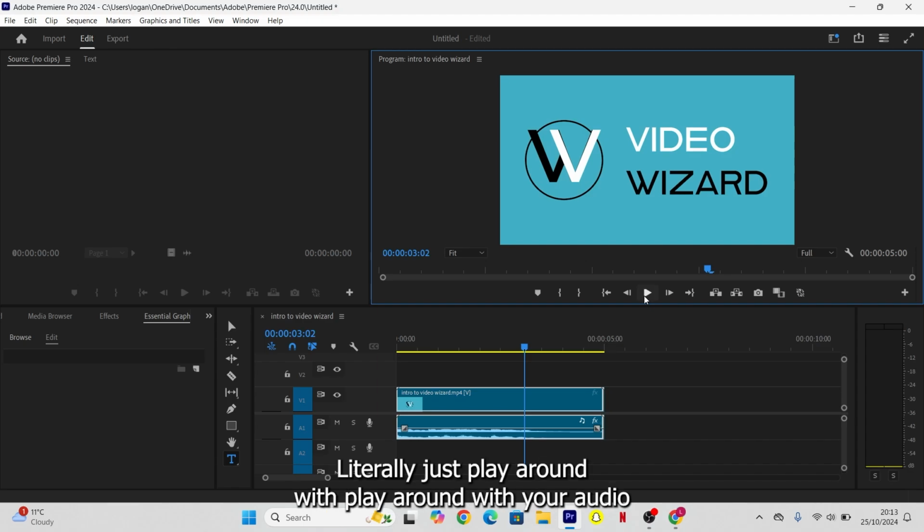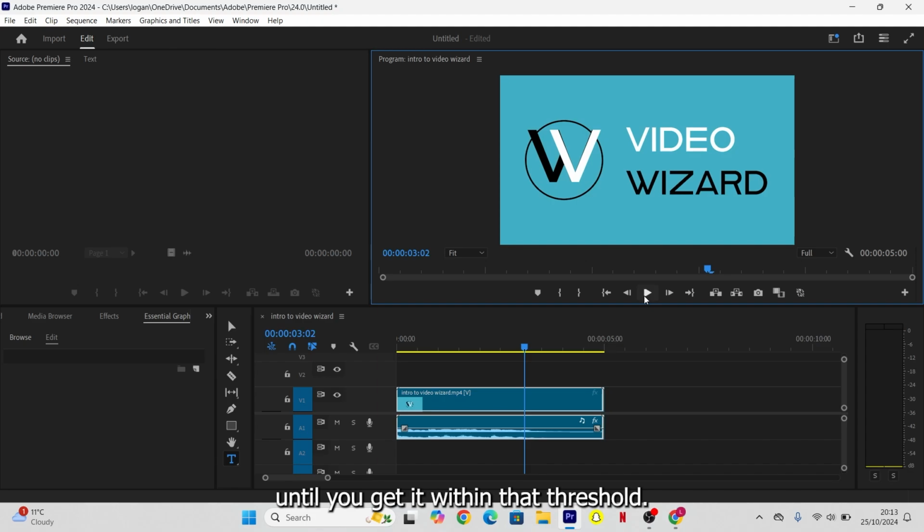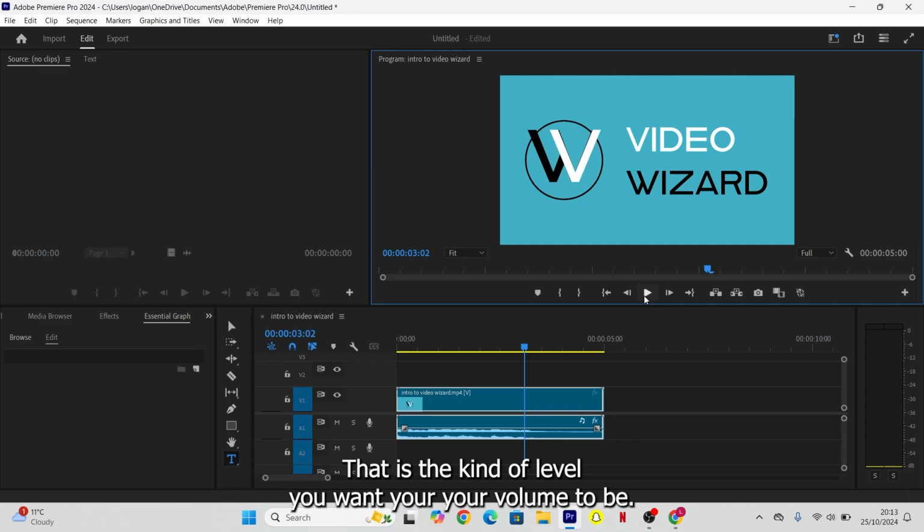Literally just play around with your audio until you get it within that threshold. But yeah, that is how you do it. That is the kind of level you want your volume to be.